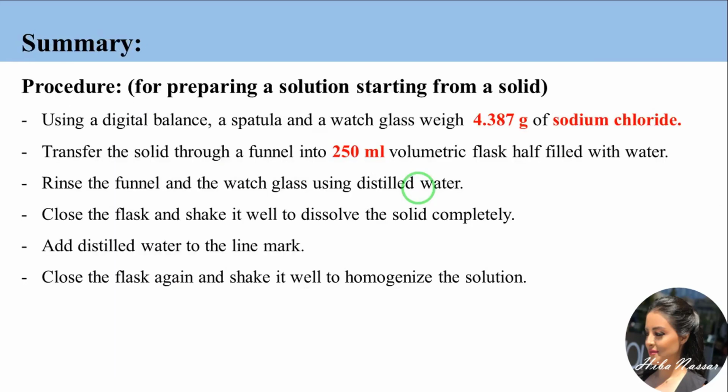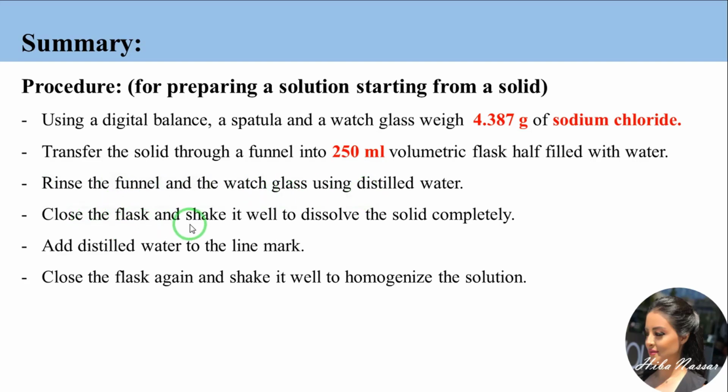So let's summarize the used procedure here. Using a digital balance, a spatula and a watch glass, weigh 4.387 gram of sodium chloride. Transfer this solid through a funnel into a 250 milliliter volumetric flask half filled with water. Rinse the funnel and the watch glass using distilled water.